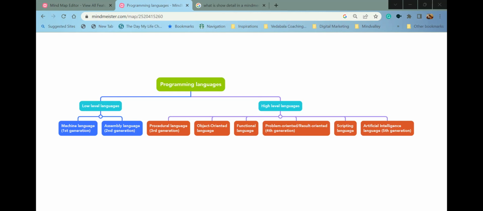For example, SQL, which is the language that is used to query data from relational databases. Some other examples of problem-oriented programming language are Fortran, COBOL, etc.